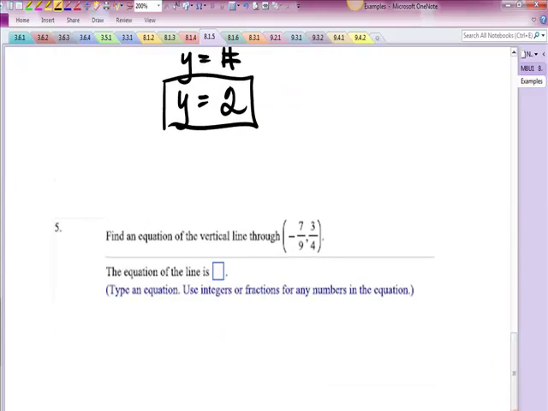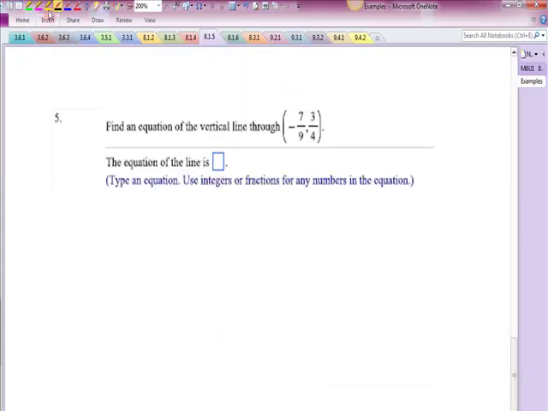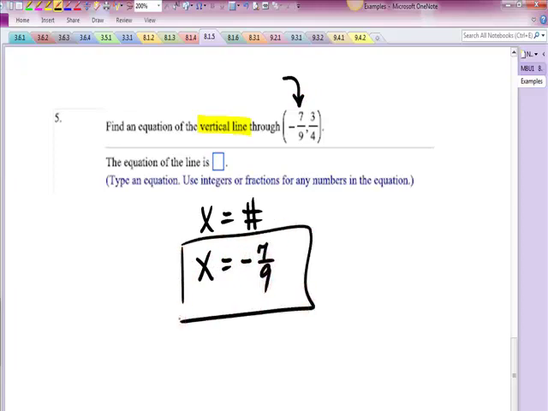Last one, write the equation of the vertical line. Okay, vertical line through a given point. It doesn't matter that those are fractions. A vertical line is x equals a number. Grab the x coordinate. It is x equals -7/9. It is the line that cuts through the x-axis at -7/9.